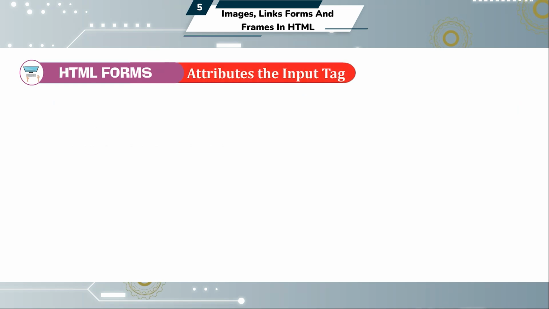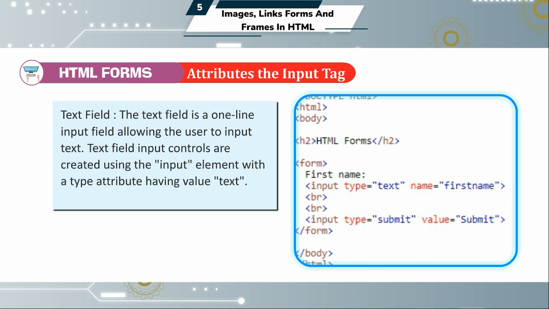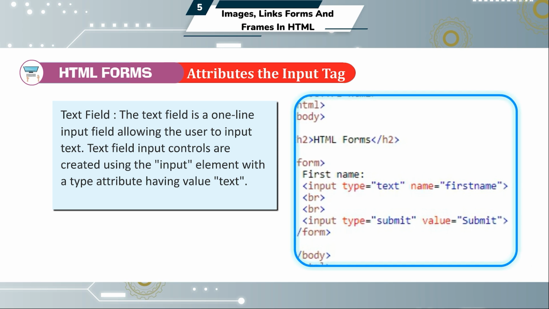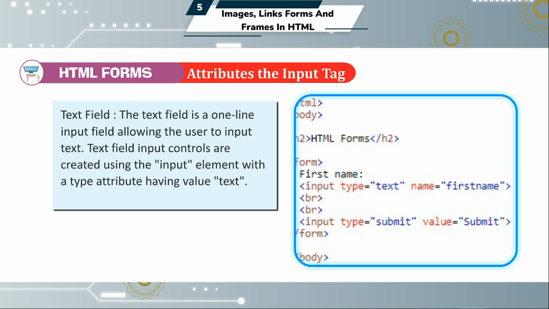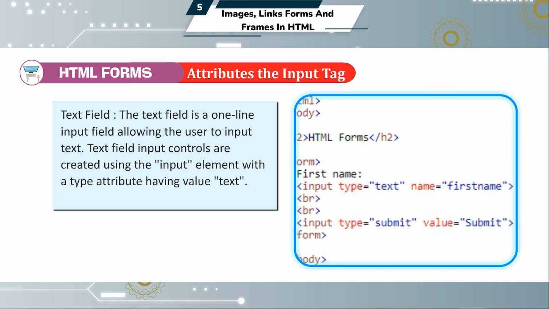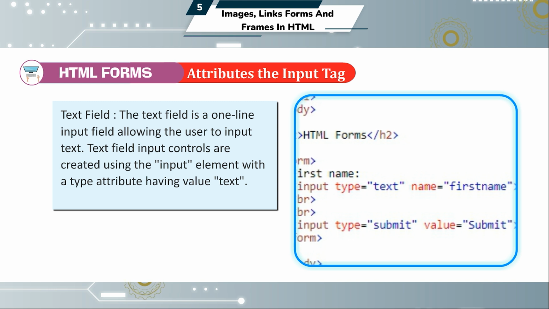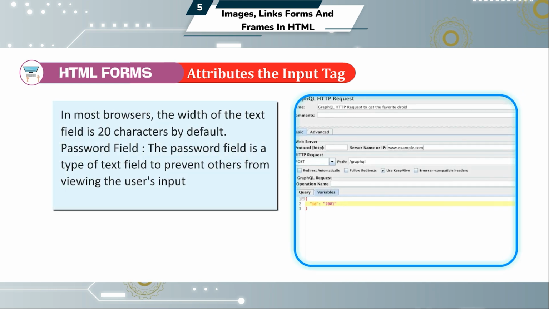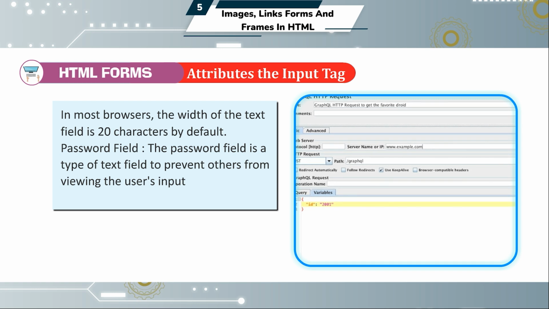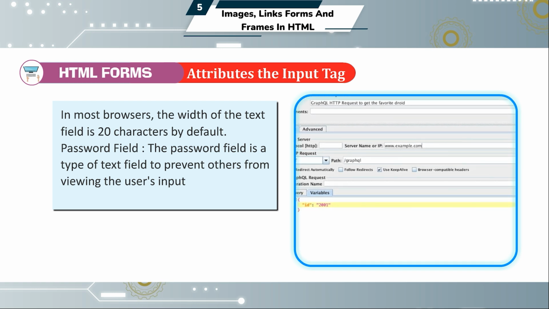Attributes: the input tag text field. The text field is a one-line input field allowing the user to input text. Text field input controls are created using the input element with the type attribute having value text. In most browsers, the width of the text field is 20 characters by default.